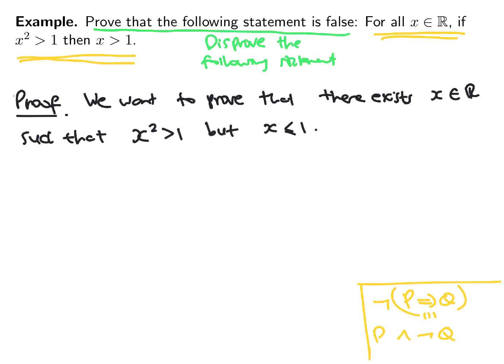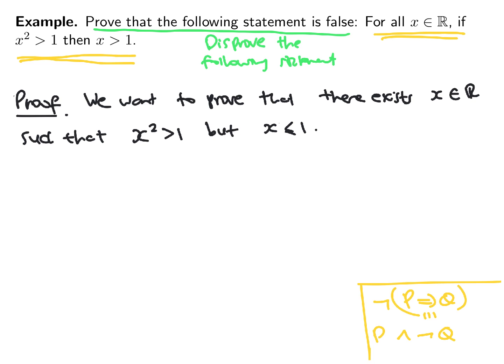Okay, so let's read it again. We want to prove that the negation of this statement is correct. So we negate this. For all becomes there exists, and this implication becomes false, right? Negation of an implication, P implies Q, is P and not Q. So x squared greater than 1, but x is less than or equal to 1. Okay, so that's what we want to show, right?